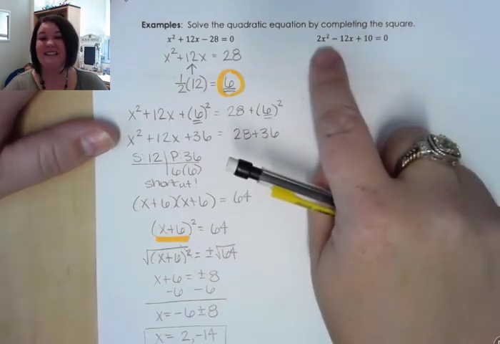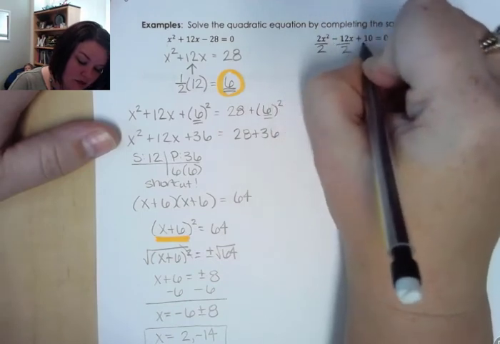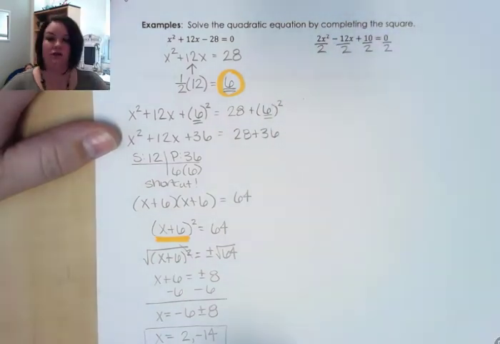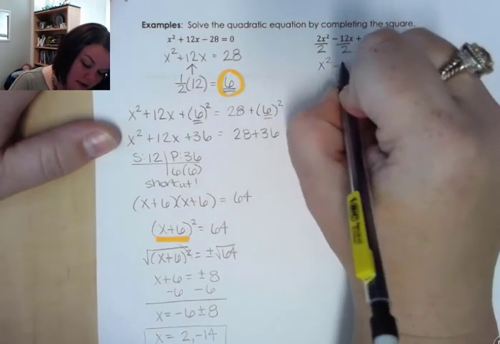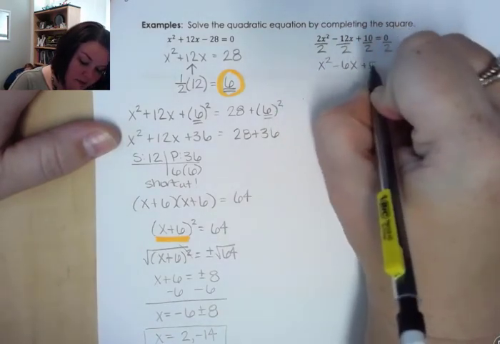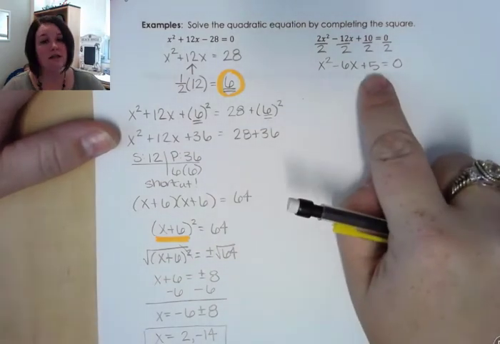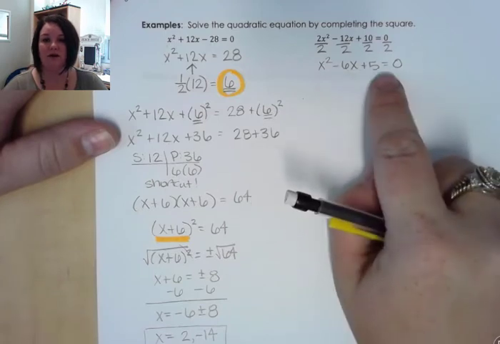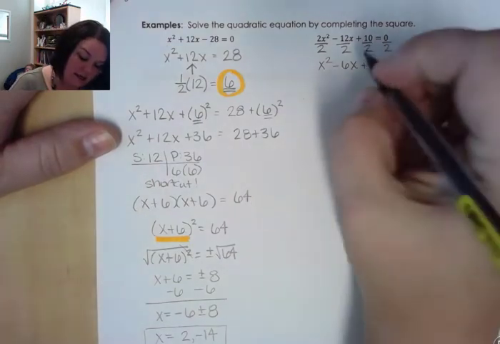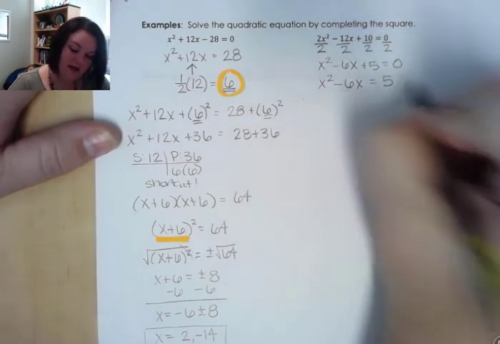Okay, so first step when we're completing the square, make sure our leading coefficient is a 1. Here it's not, it's a 2. So I want to start by dividing off that 2 from every single term. Okay, so that's going to leave me with x squared minus 6x plus 5 equals 0. Right? And then I don't want my constant term on the same side. I only need my x terms. So I'm going to move my 5 to the other side. So I have x squared minus 6x equals 5.